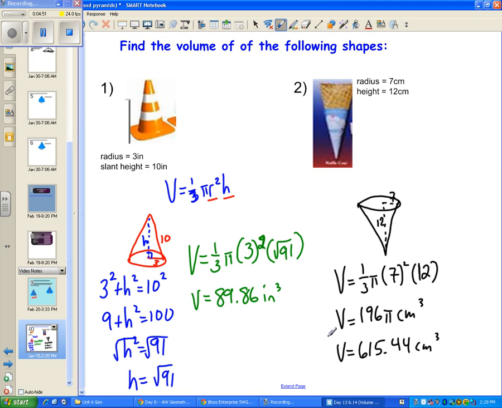And so in this case, these are our two volumes, and we will practice more of this in class, so please come prepared to ask questions about them.